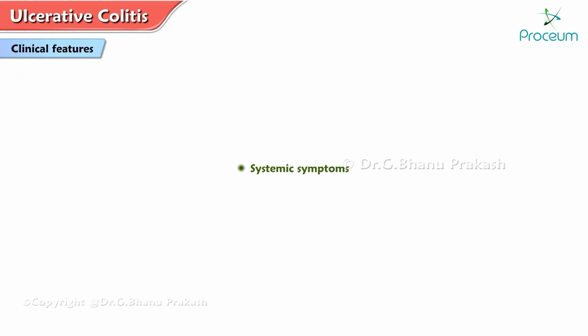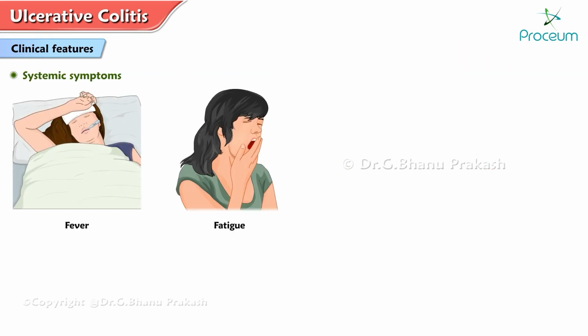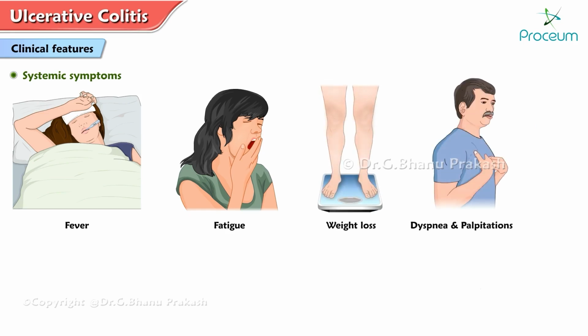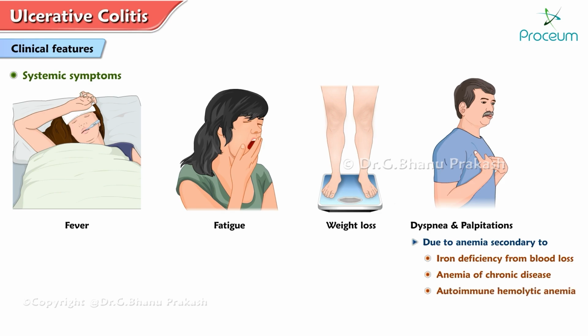Patients may have systemic symptoms including fever, fatigue, and weight loss. Patients may also have dyspnea and palpitations due to anemia secondary to iron deficiency from blood loss, anemia of chronic disease, or autoimmune hemolytic anemia.